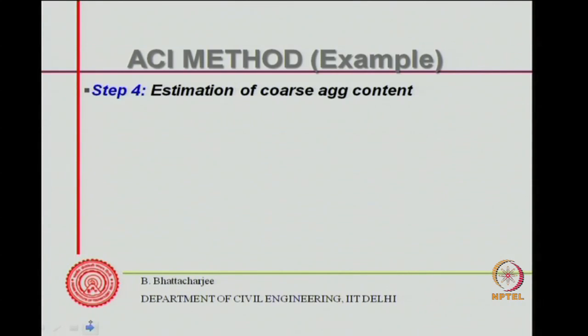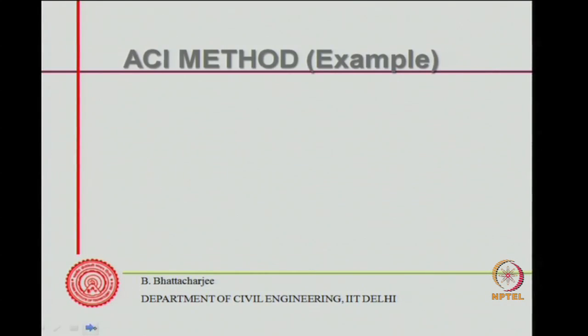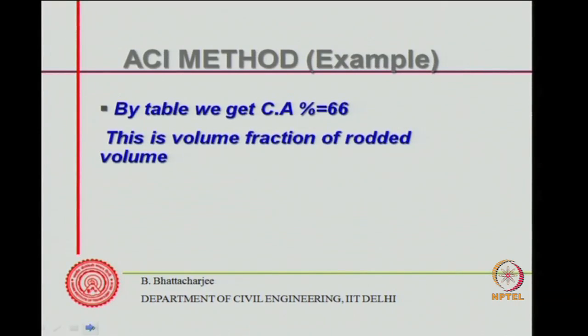The next step would be the estimation of coarse aggregate content, and this is from this particular table. We had a maximum size of aggregate of 20 and fineness modulus of 2.40. So, therefore, 0.66 is the coarse aggregate content, and with this now I can find out the volume fraction.